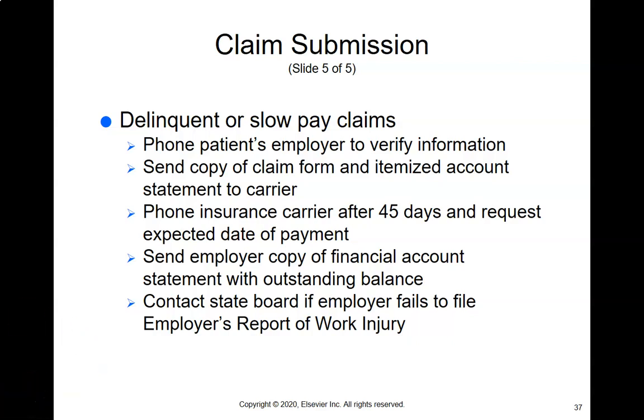Delinquent or slow pay claims. Phone the patient's employer to verify information. Send a copy of the claim form and itemized account statement to the carrier. Phone the insurance carrier out to 45 days and request the expected date of payment. Send the employer a copy of the financial account statement with the outstanding balance. Contact the state board if the employer fails to file the employer's report of work injury.